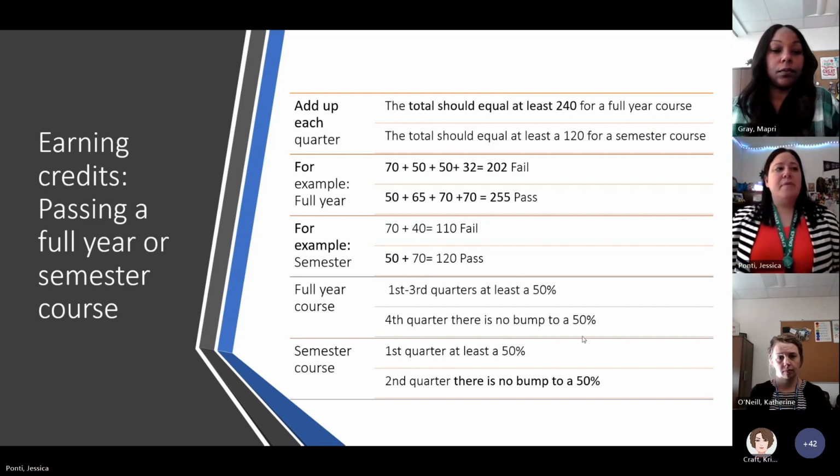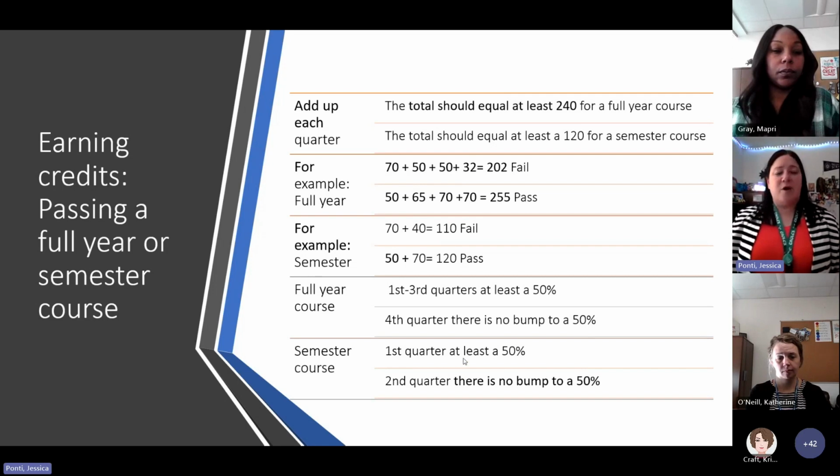And then when it comes to the 50 bump, you will get a bump for your full year courses in the first, second, and third marking periods. The 50 will come into play if you're below a 50. But that fourth marking period, you get what you get. There's no increase in grades. There's no bump up to a 50.